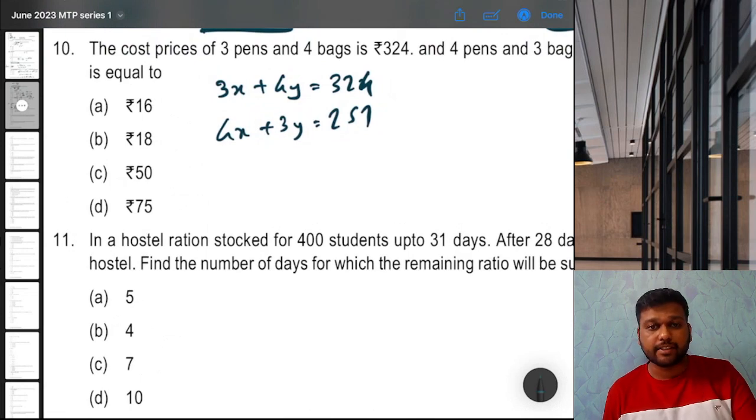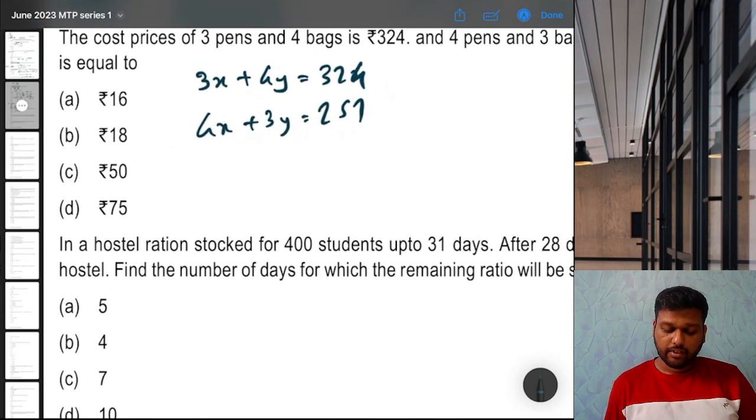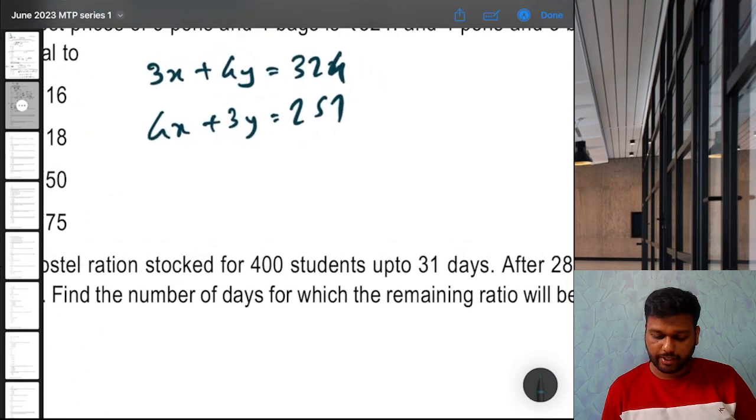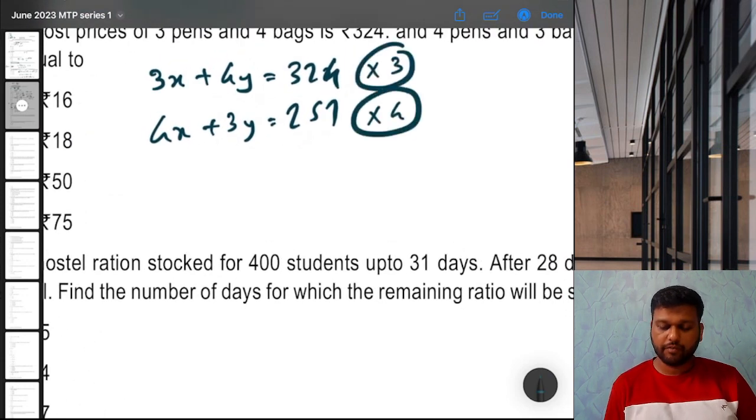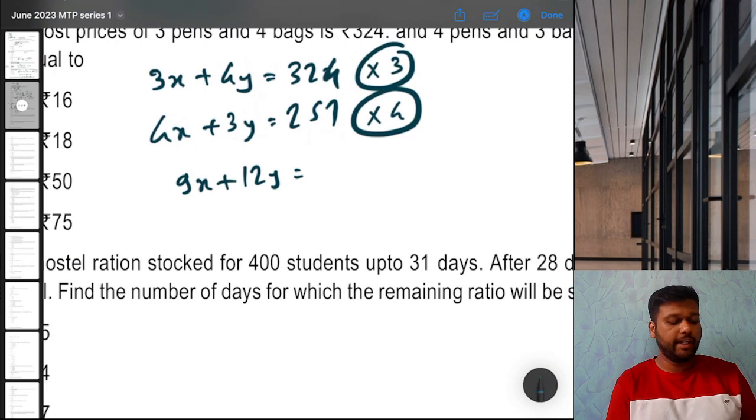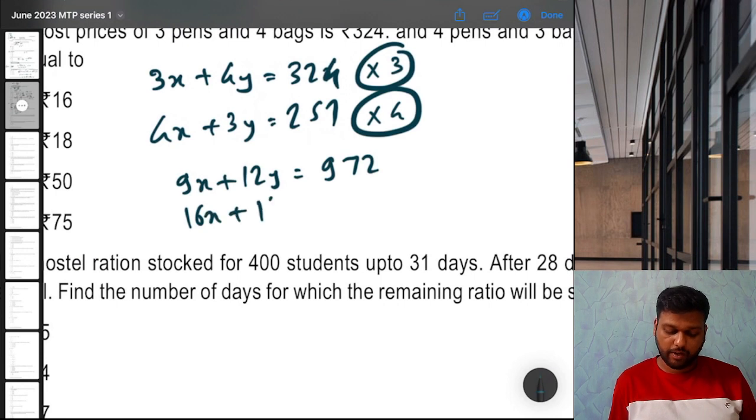So we want to find x, right? If we want to find x, let's try to eliminate y. Let's multiply this equation by 3, this equation by 4. So we'll get x automatically. If we multiply it by 3, 9x plus 12y is equal to 324 into 3, 972, and 16x plus 12y is equal to 257 into 4, that is 1028.